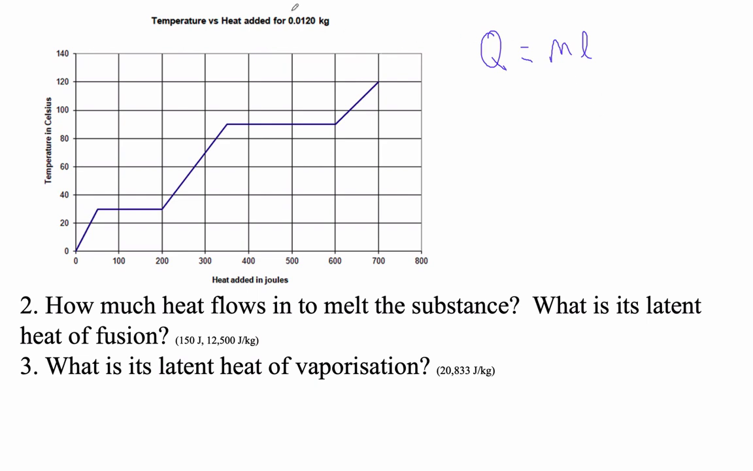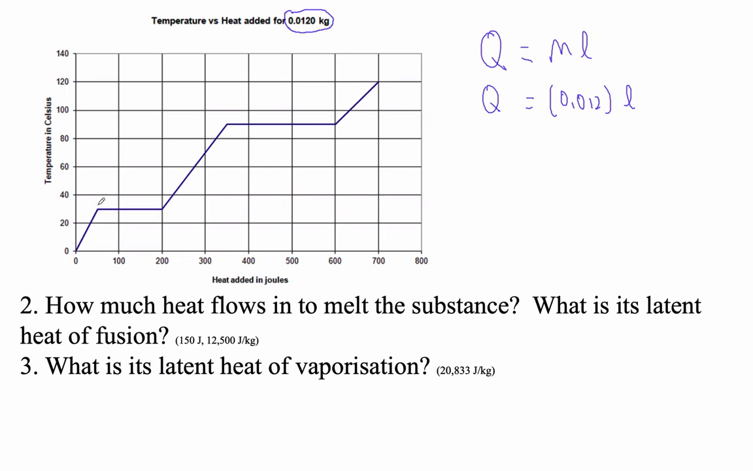Okay, M is already given to you. If you're trying to find L, all you have to find is Q. You just have to read it off the graph, but be careful. So all of these latent heats are going to be whatever the Q is divided by 0.012, which is the mass. Okay, so we can read off the mass.